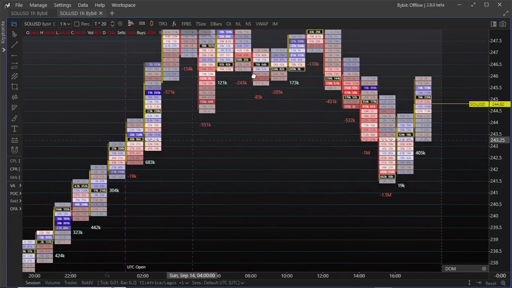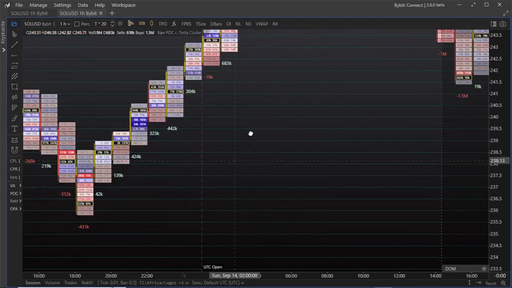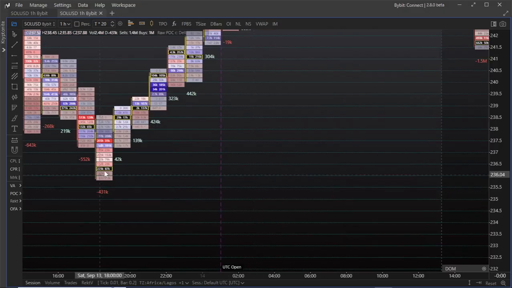236. This is 236. This is 236 on the dot. And see the point of interest. This is the POI on the order flow chart. And you see the order.